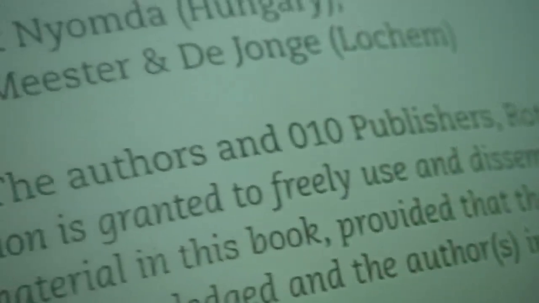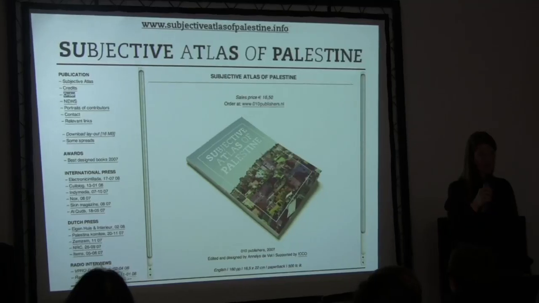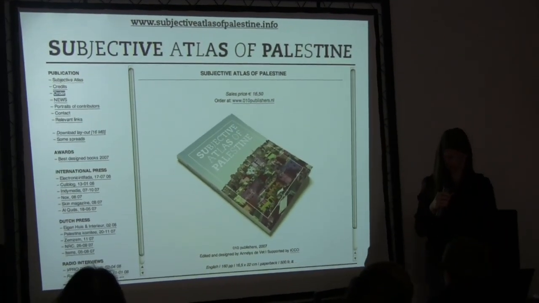So I decided to publish the books without copyright, to make sure that it's going to be reused and reused. That happened with the Subjective Atlas of Palestine. Officially it has copyright, but I wrote a sentence underneath that you can freely use the images. And I made a website where you can download a PDF of the book, so it can really be spread around, and you can take images of the PDF.